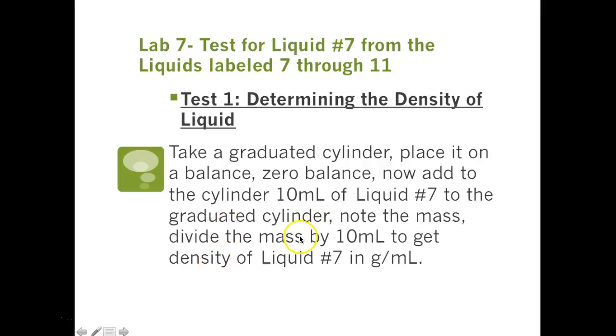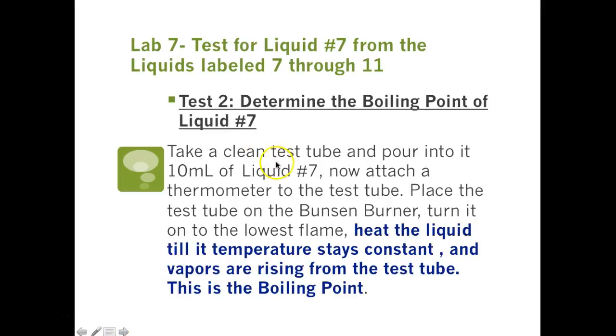Now, liquid number 7. So take 10 ml of liquid number 7 into a graduated cylinder. Note the mass and then divide that mass by 10 to get the density of liquid number 7 in grams per ml. Take another clean test tube, pour into it 10 ml of liquid number 7, attach a thermometer to it. Now take that test tube and start heating that liquid. Again, wait till the temperature stays constant and you see some vapors arising. That's how you know that you've reached the boiling point. So note that down.